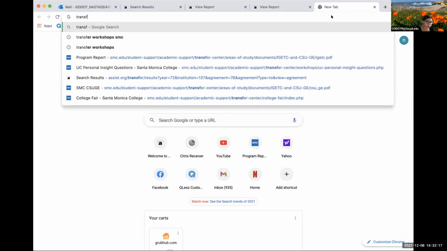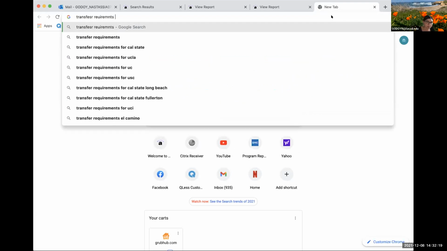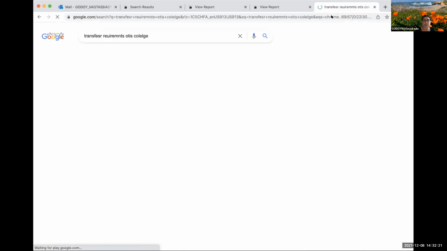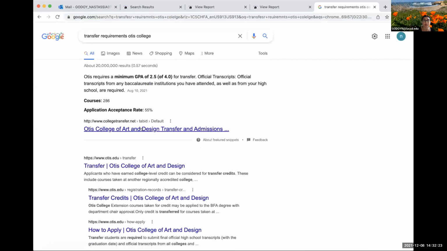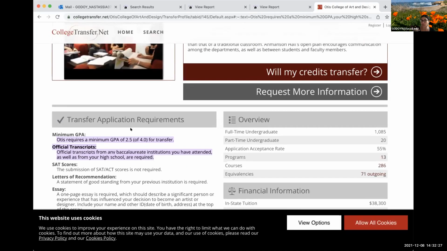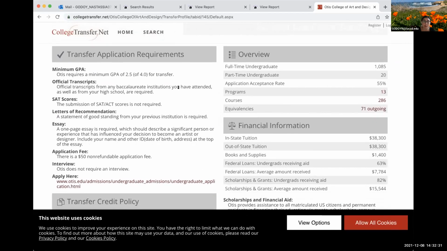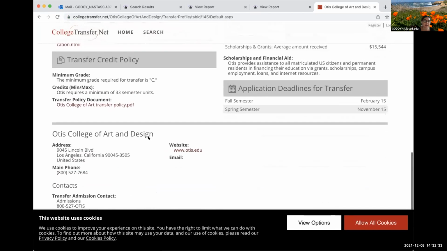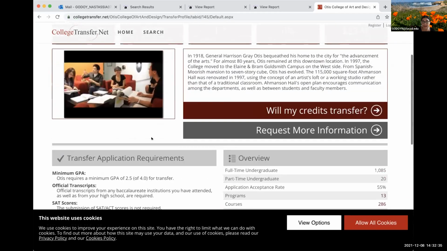So I would Google transfer requirements, Otis College. And of course I did a bunch of typos there. Otis College of Art and Design. So this is the private school. This is the reason why I'm Googling it. I went to transfer requirements. It's going to tell me about what they're looking at. It's not very specific in terms of classes.